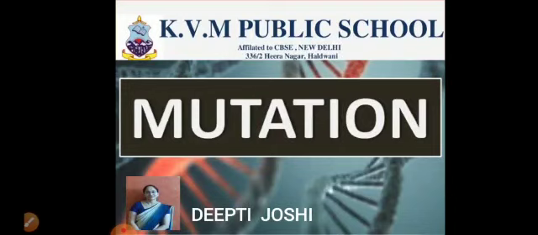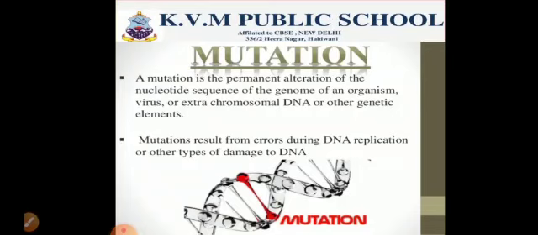In this module, we'll be discussing mutation, chapter 5, principles of inheritance and variation. Firstly, we'll try to understand what mutations actually are. Mutations are new, sudden, inheritable, discontinuous variations which appear in organisms due to a permanent change in their genotypes.